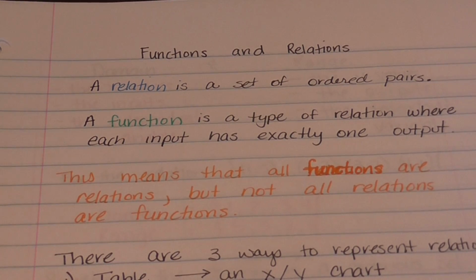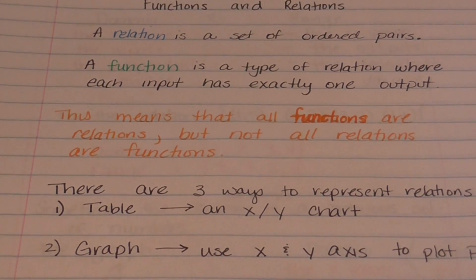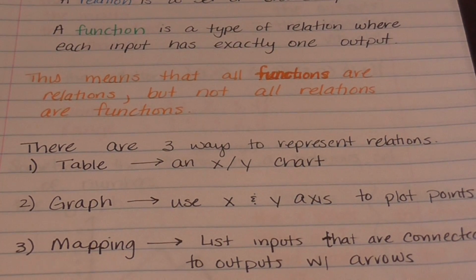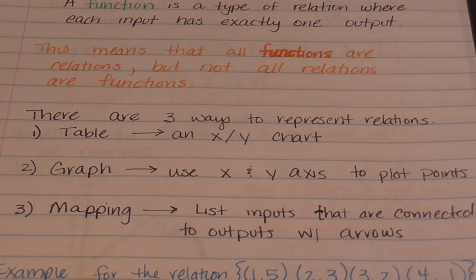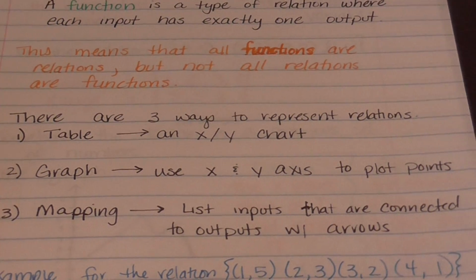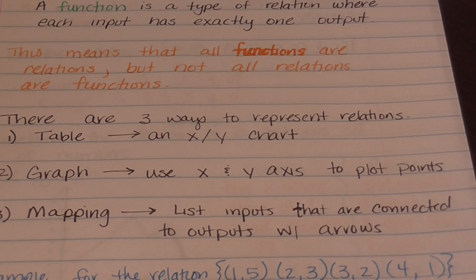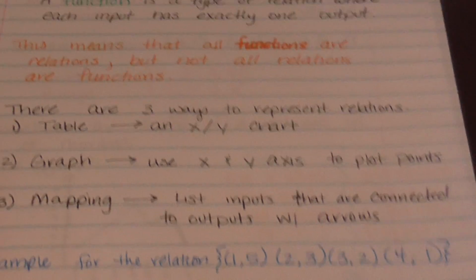So let's take a look at some different ways to represent relations. You can represent it on a table, which just looks like an XY chart. You can represent it as a graph, which is using your XY axis and just plotting points, or you can do a mapping, which lists the inputs that are connected to the outputs with arrows. So let me show you what those look like.